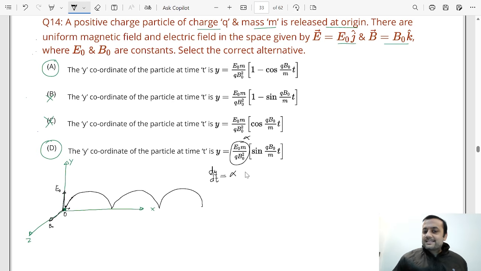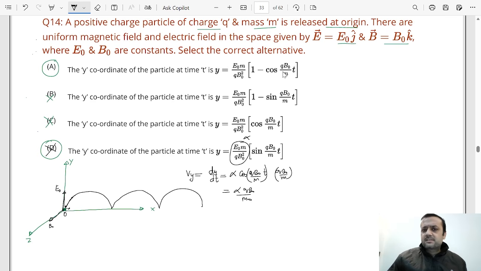So alpha times sine of this will become cos of this, q B naught upon m into t, and you have to further multiply this by q B naught by m. This is the value we are going to get. Now if I put time 0 here, this is the velocity y function. The cos will become 1 and this will become alpha into q B naught by m, which is certainly not 0. So the velocity at time 0 is not becoming 0 in option D, which is why this is also wrong.